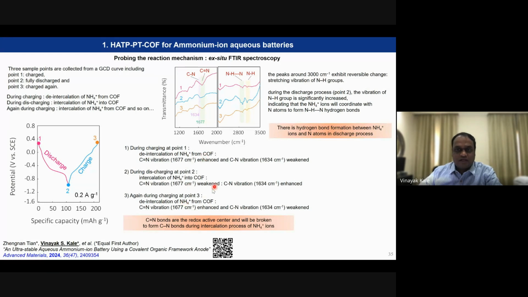So the conclusion of this slide is that C double bond N are the redox active site centers and will be broken to form C single bond N during the intercalation process of these ammonium ions. And on the other hand, there is hydrogen bond formation between ammonium ion and nitrogen atoms in the discharge process.